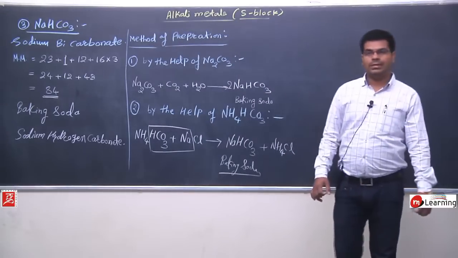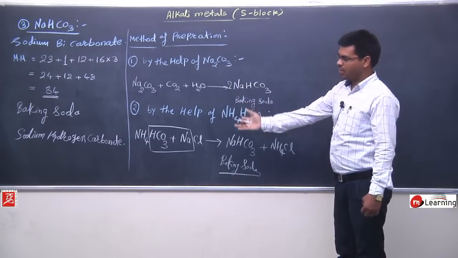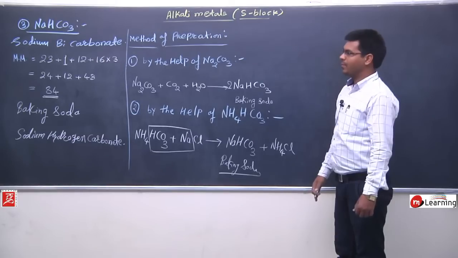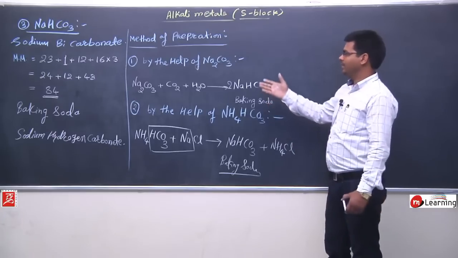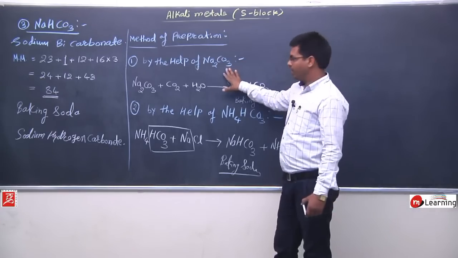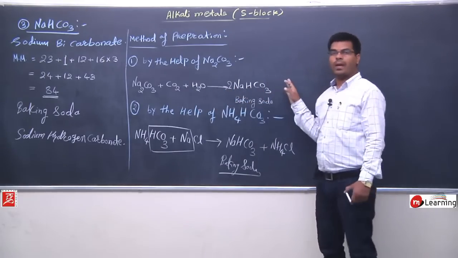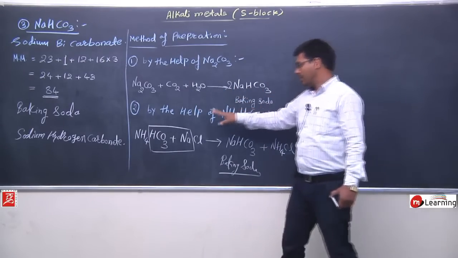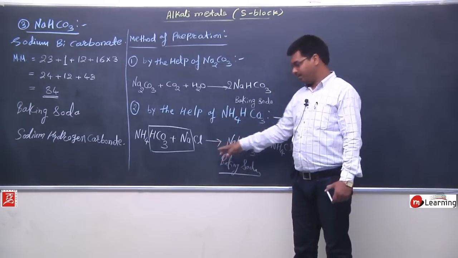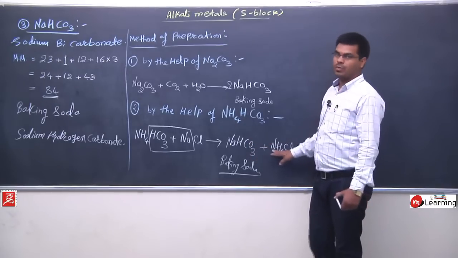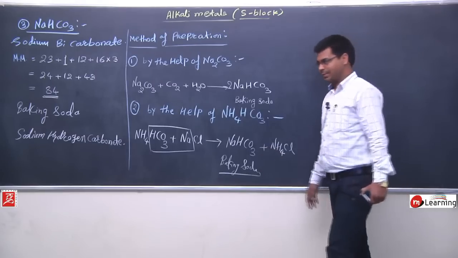So I think these are the most important topics. First, we discussed sodium bicarbonate, baking soda, sodium hydrogen carbonate, molecular mass 84, chemical formula NaHCO₃, method of preparation. Two methods: number 1, by the help of sodium carbonate, which reacts with carbon dioxide and water and forms sodium bicarbonate, baking soda. Second, by the help of ammonium bicarbonate, which reacts with sodium chloride and forms baking soda with ammonium chloride. Two different most important topics, so remember them.